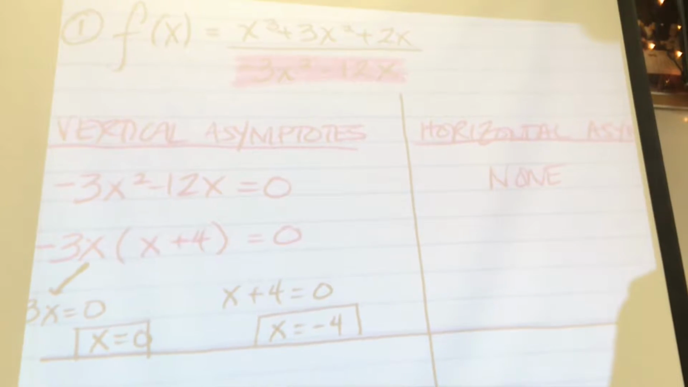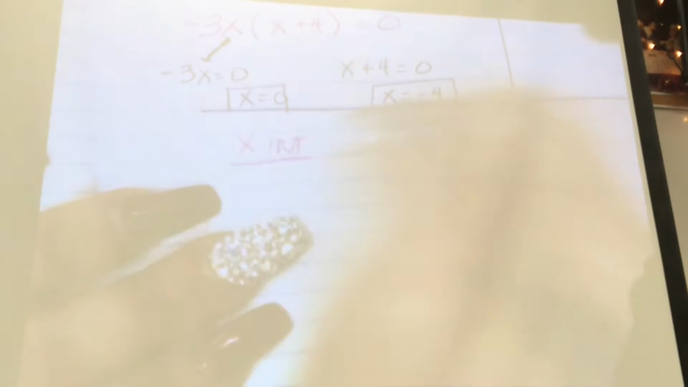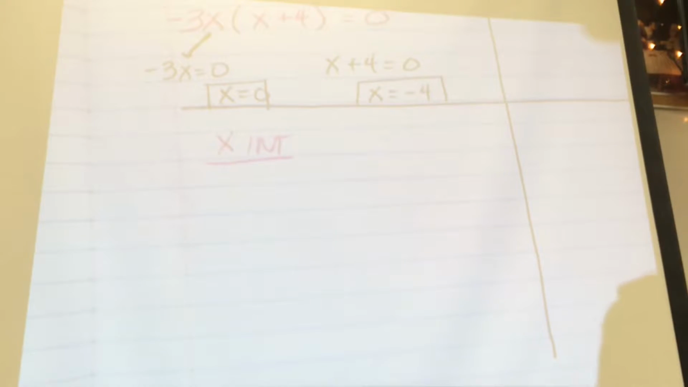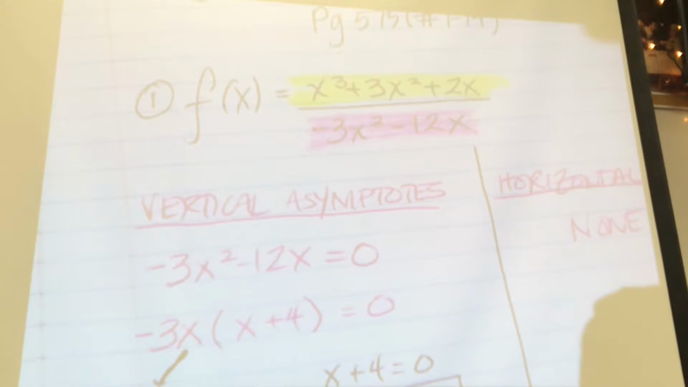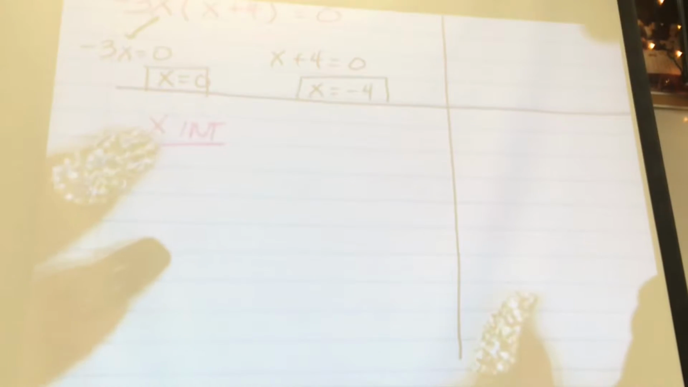Okay? All right, Kyle, we also went over x-intercepts. The way you find the x-intercepts is by setting the numerator equal to 0. So highlight that. And this time we're going to set our numerator equal to 0.